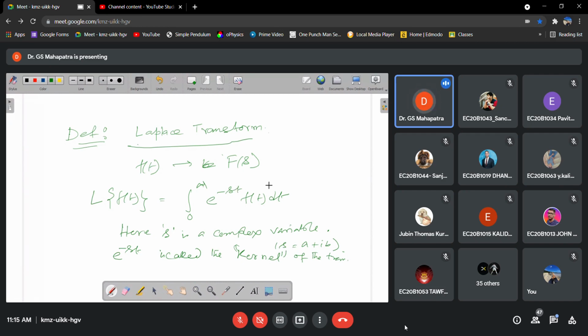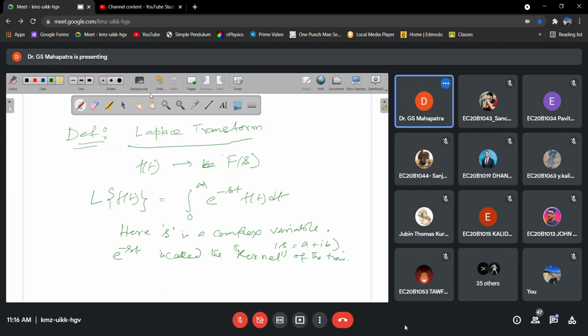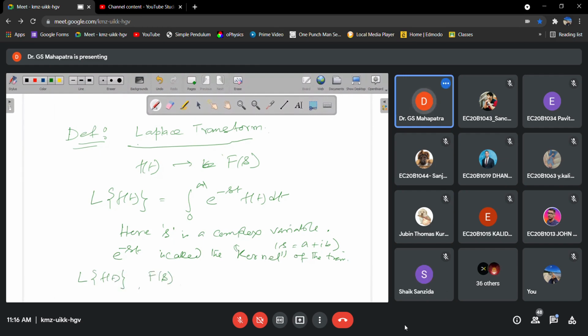People use different forms of notation for the Laplace transform. L of f of t is standard, but sometimes people use f of s, and somebody uses f bar of s. You need not worry about this notation; any notation can be used. These are the general notations we use for the Laplace transform.